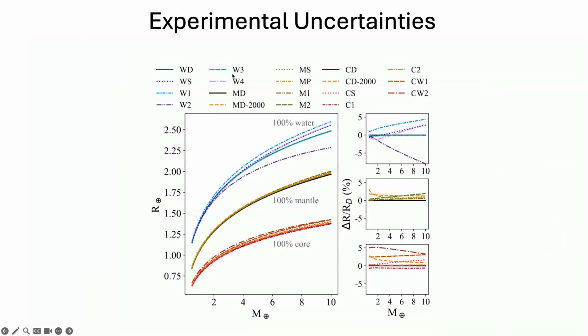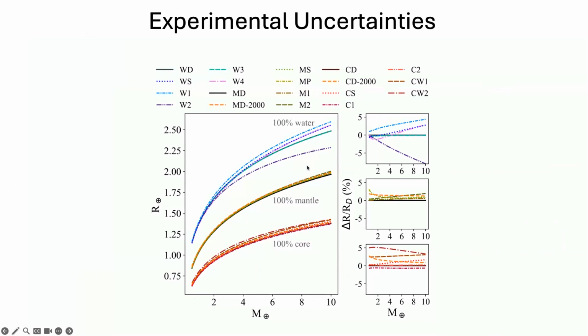this shows the mass radius relationship for different planets with 100% iron core, 100% mantle, and 100% water. What's shown here are different equations of state that were measured by different experimental groups from around history and from around the world. And you can see that there's some variation between the experiments. The variation is significantly smaller than the error bars that are reported in the experiments.